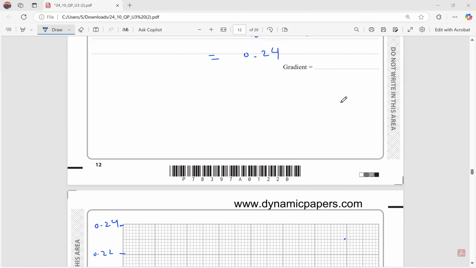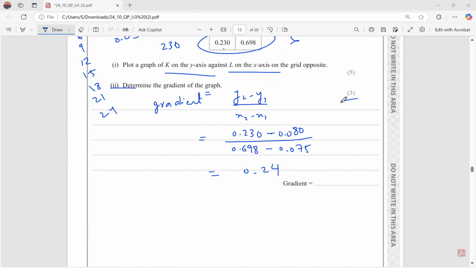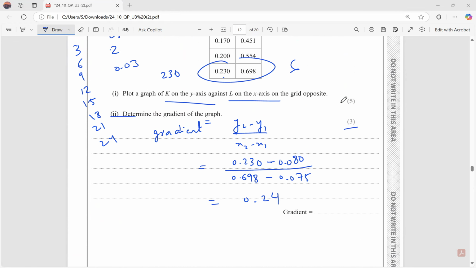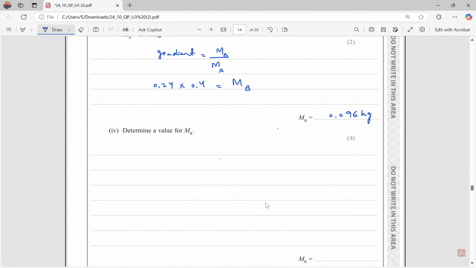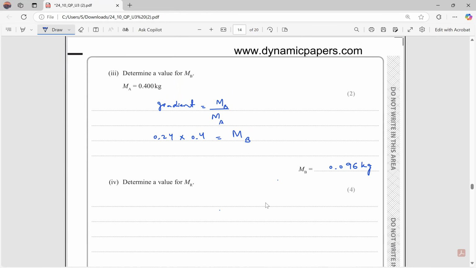Also, over here in part 2 where we found the gradient was 0.24, but since we're using 3 significant figures, I'll write it 0.240.